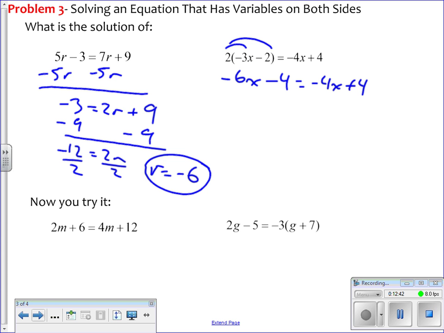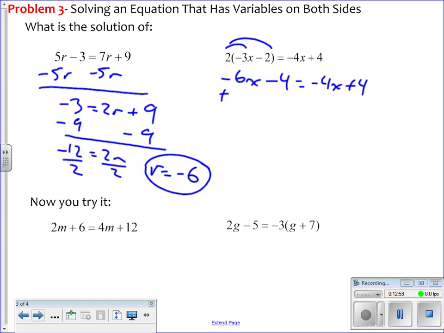Get rid of the parentheses first. Distribute the 2. Now, my question to you is, what's smaller? Negative 6 or negative 4? Negative 6 is smaller. I want to get rid of the smaller one, and you'll see why in just a moment.